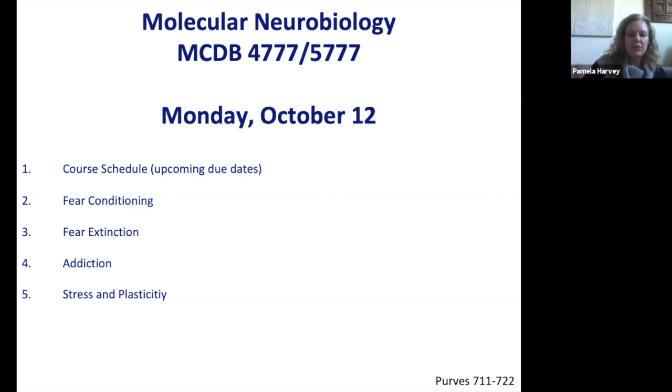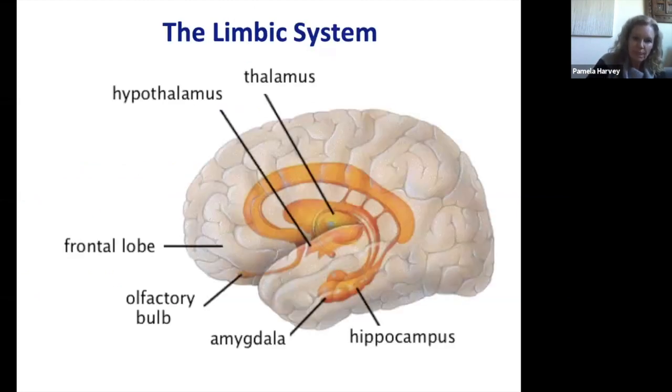So let's introduce a little bit of addiction. I have stress and plasticity on here, but we're going to move that to Wednesday. So addiction also involves the limbic system. The amygdala is involved, the thalamus is involved, the hippocampus is involved. The amygdala serves a really important role in addiction because there's a huge emotional component to addiction, both to chemical substances like drugs and also to food and sex. These things can't be separated from emotion. People enjoy food, people enjoy sex, and it's not surprising that this system is also involved in addiction.